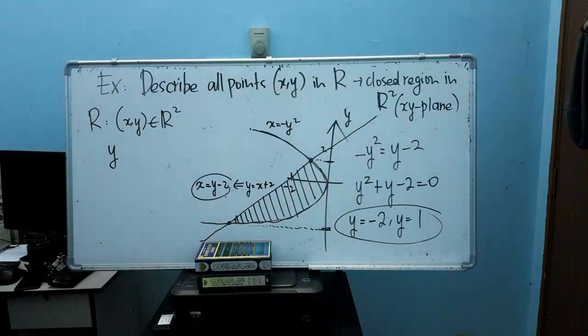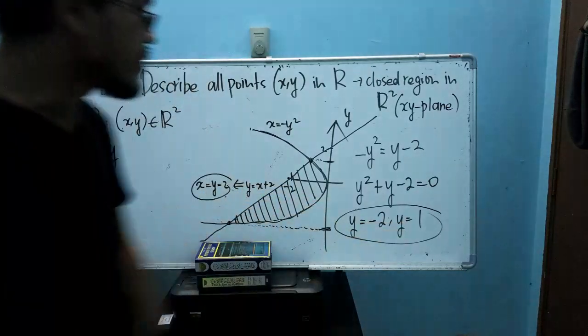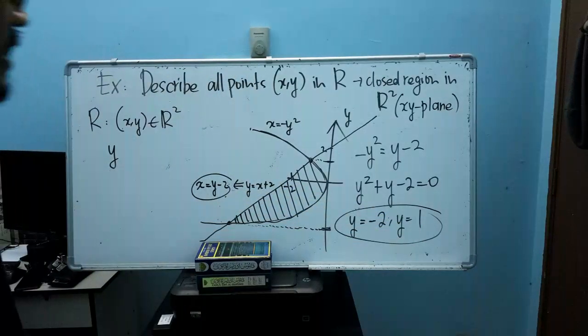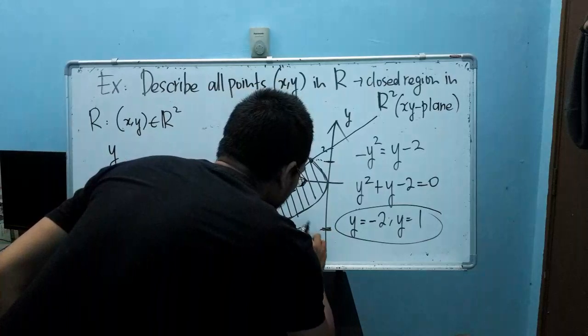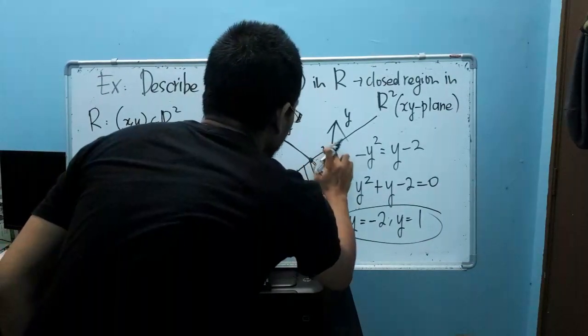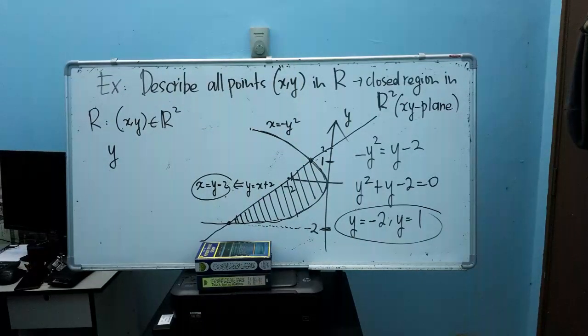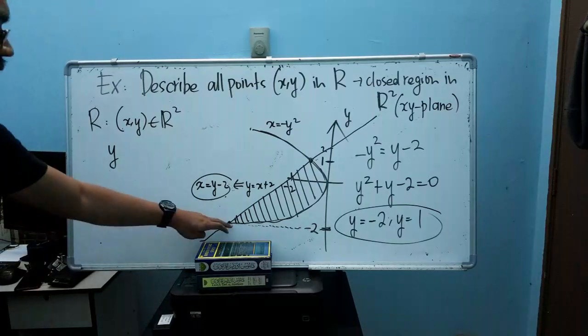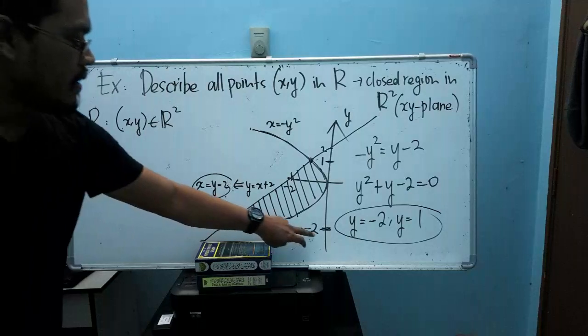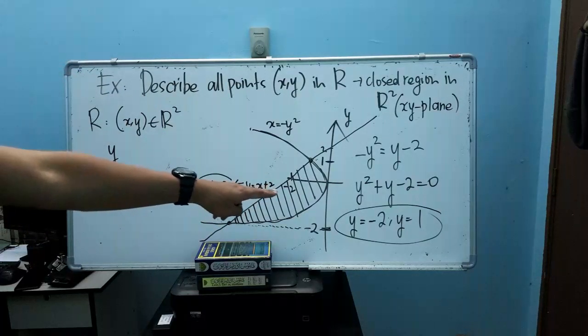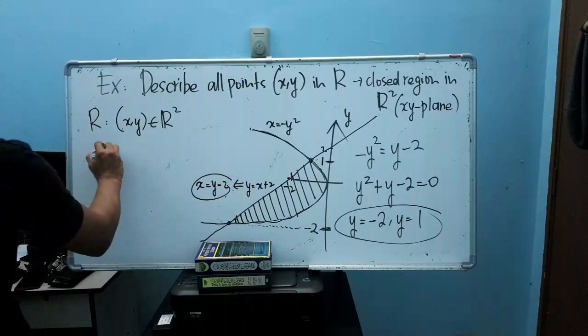Okay, so we solve the quadratic equation, and then we get that y is equal to negative 2 and y is equal to 1. Of course, this value will be negative 2, and this value will be 1, because I find the intersection points here, right? Then we check the values of our y. So my y here is between negative 2 and 1.